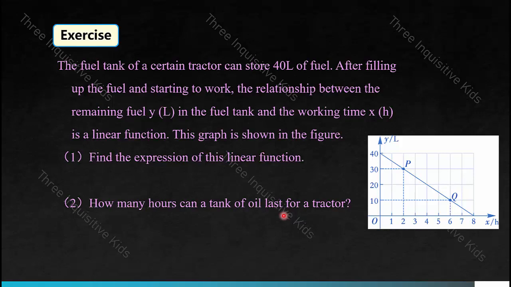Exercise. The fuel tank of a certain tractor can store 40 liters of fuel. After filling up the fuel and starting to work, the relationship between the remaining fuel, y, in liters in the fuel tank and the working time, x, in hours, is a linear function. The graph is shown in the figure. First, find the expression of this linear function. And second, how many hours can a tank of oil last for a tractor? I want you to pause the video and see if you can answer these two questions on your own first.